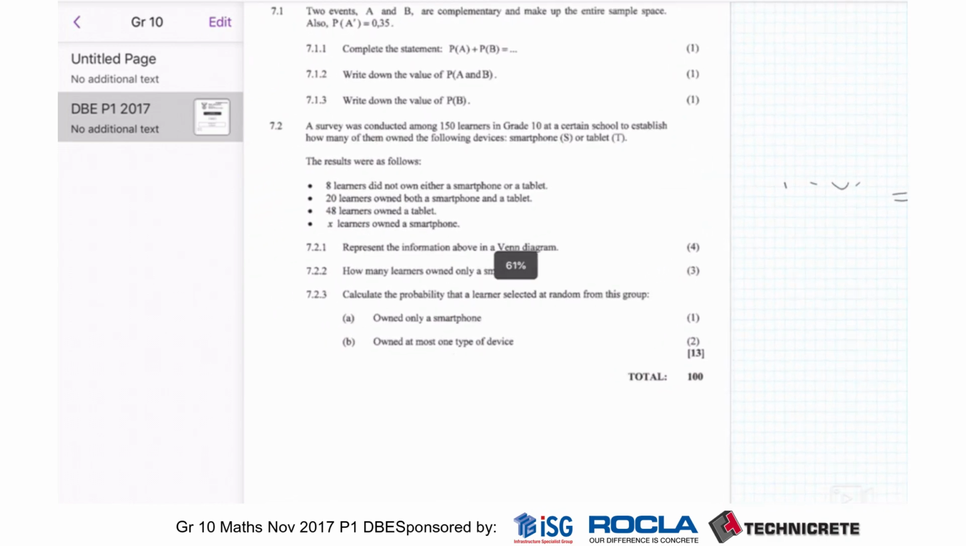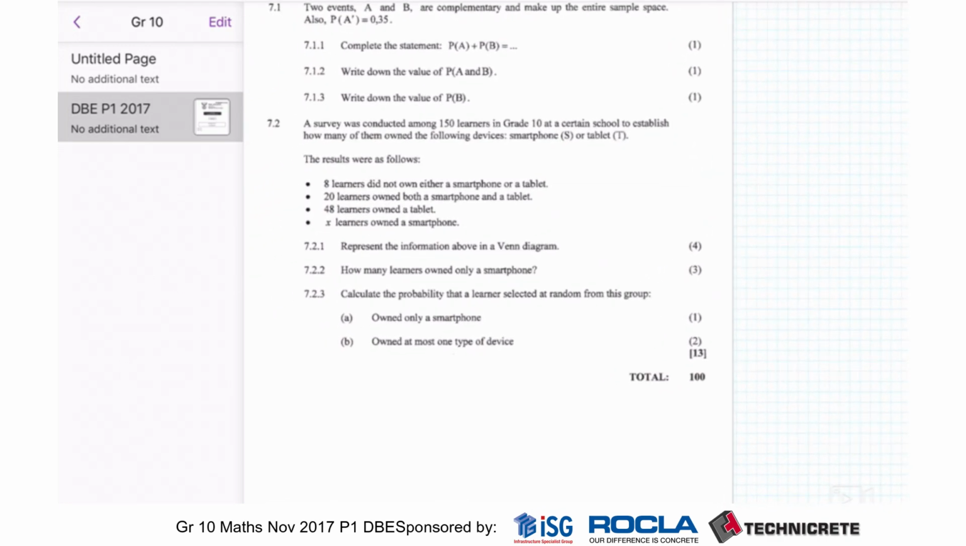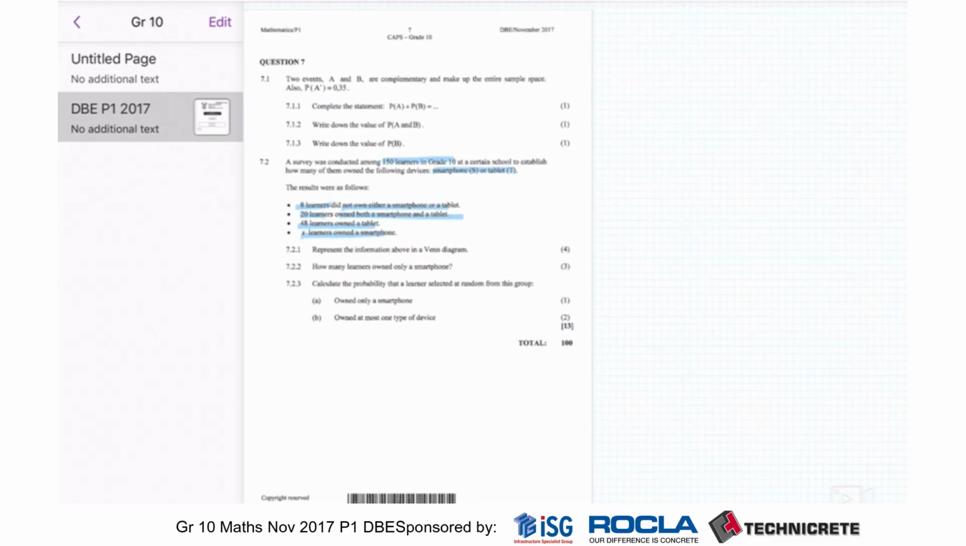So it says a survey was conducted among 150 learners in grade 10 at certain schools to establish how many of them own the following devices, a smartphone or a tablet. 8 learners did not own either, 20 learners owned both, 48 learners owned a tablet, and x learners owned a smartphone. Represent the following in a Venn diagram.